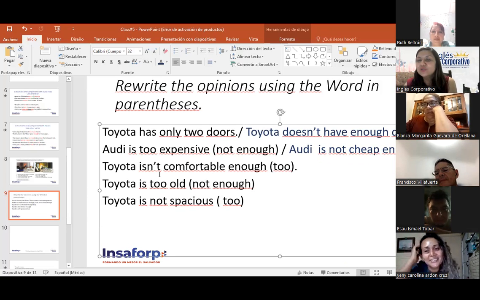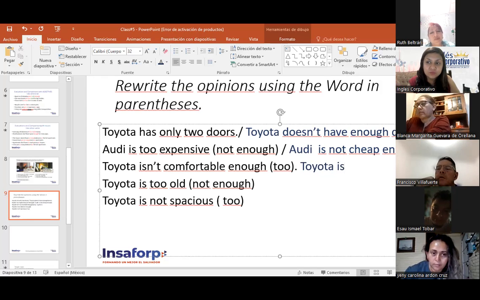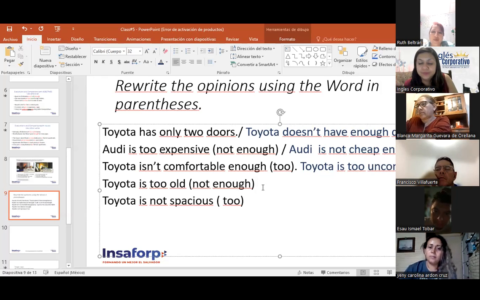Okay. Now, Toyota isn't comfortable enough. Maybe Toyota is too comfortable. Exactly. The opposite. The opposite is too uncomfortable. It's too uncomfortable. Yeah, that's why I did the activity about the opposites, because we were going to use them here.